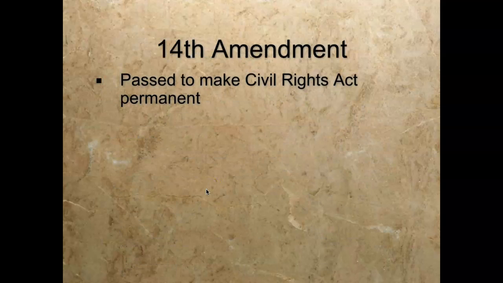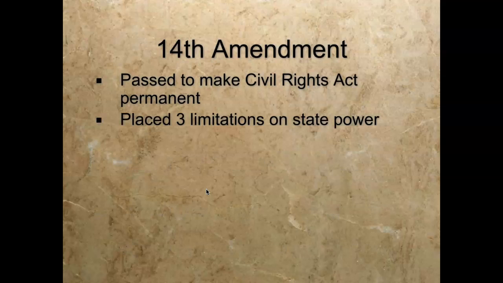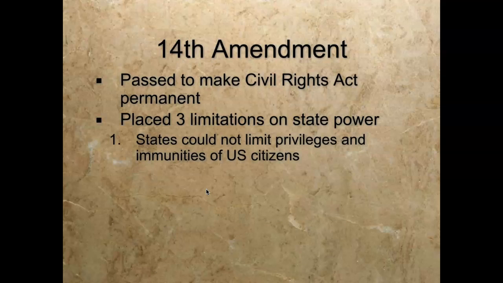The 14th Amendment was passed to enshrine in the Constitution a statute, a law, passed by Congress in 1866 that guaranteed civil rights to ex-slaves. That law was called the Civil Rights Act of 1866, and Congress wanted to make that law permanent by putting it in the Constitution as the 14th Amendment. It placed 3 limitations on state power.